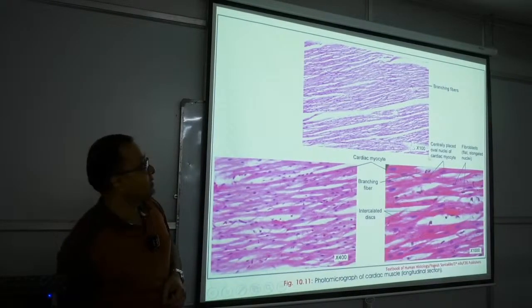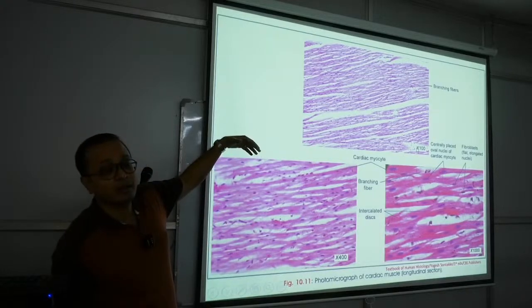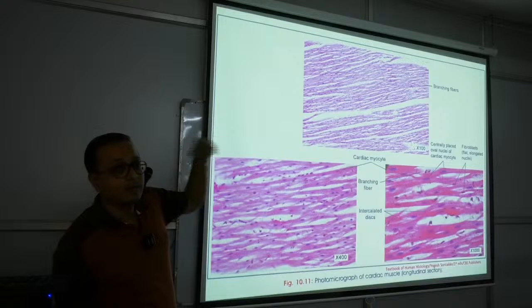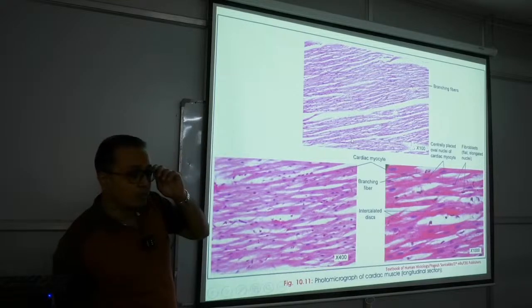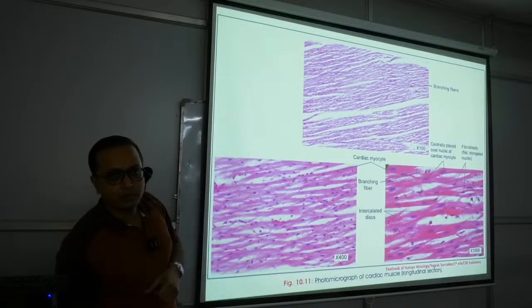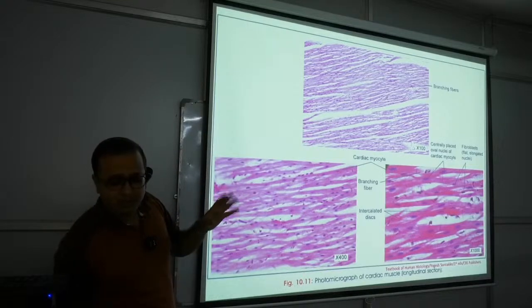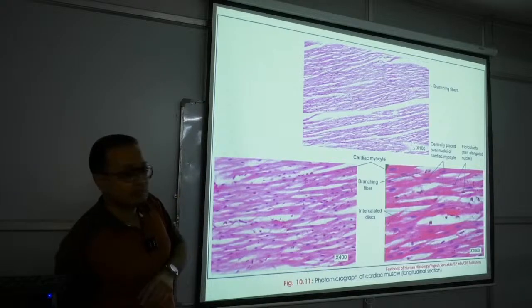And again, this is 100x. This is what we are seeing here. That means you are seeing it far more clearly than you would in actuality. So this branching pattern is what we are going to focus on, and the rest is theoretical. You have to mention the intercalated disc and the centrally placed oval or single nucleus in each of the cells.